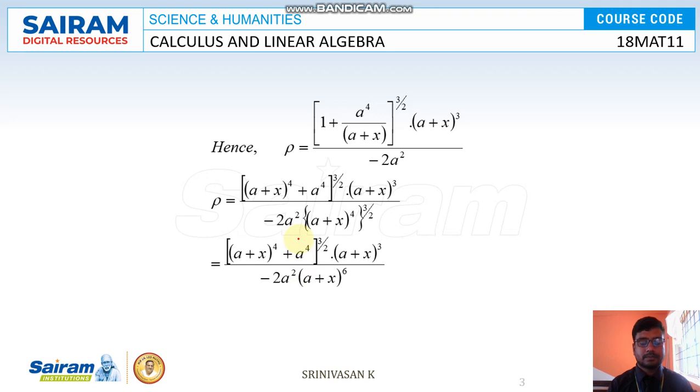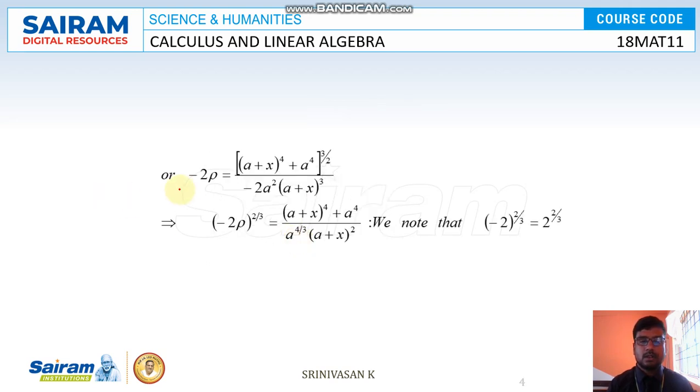Okay, then so minus 2 rho equal to ((a plus x) power 4 plus a power 4) power 3 by 2 divided by a square into (a plus x) power 3. So you have to multiply power 2 by 3 on both sides. Okay, so minus 2 rho power 2 by 3, then only the power will cancel. So multiplying power 2 by 3 on both sides, minus 2 rho power 2 by 3 equal to (a plus x) power 4 plus a power 4.